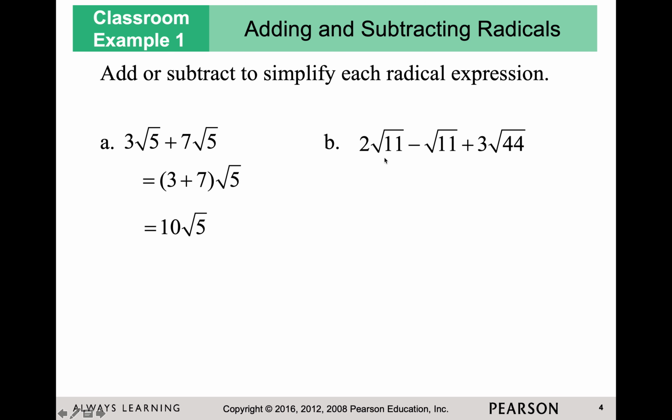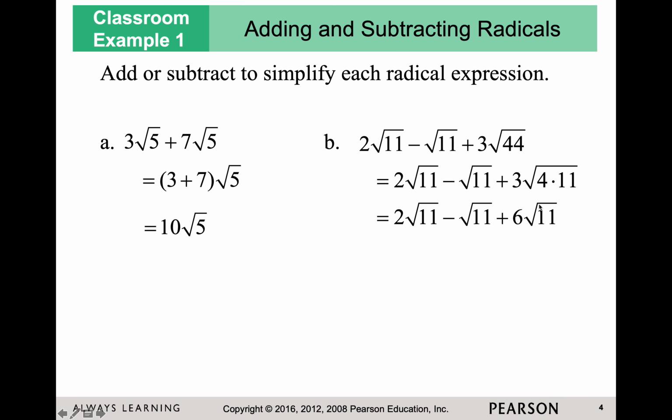In B, the first 2 terms are obviously like terms, right? Square root of 11, square root of 11. The square root of 44, however, can be written as 4 times 11. I can take the square root of 4, which is 2, times 3, which is 6. Now I have like terms. 2 minus 1 is 1, plus 6 is 7.